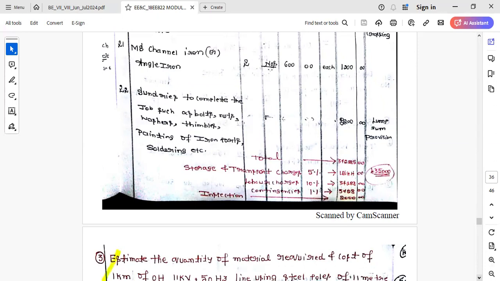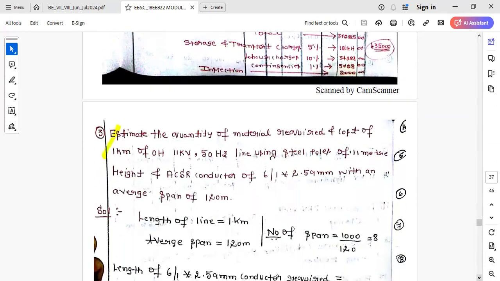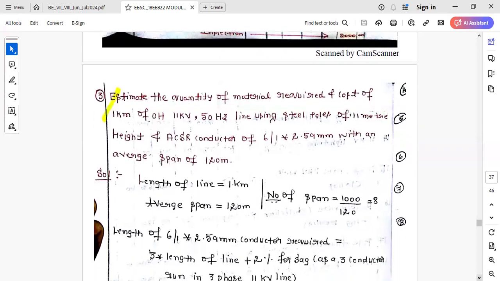Okay, this is how we need to do the calculation. Next one, third one: estimate the quantity of material required for 1 kilometer of 11 kV, 50 hertz overhead line using steel poles of 11 meter height and ACSR conductor 6 by 2.59 mm with an average span of 120 meter. The length is 1 kilometer. How to calculate the number of spans? 1 kilometer divided by 120 meter, 1,000 meter divided by 120 is nothing but 8.